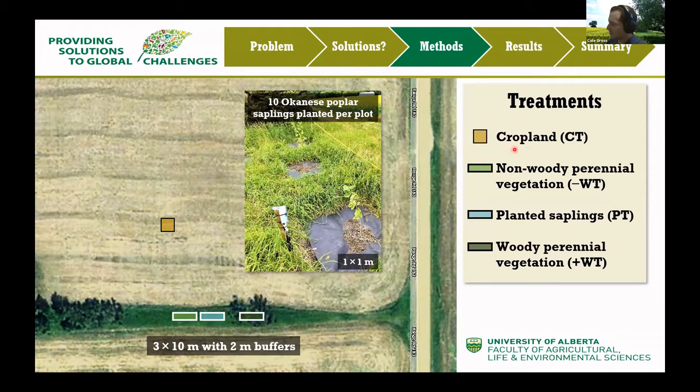Again, the cropland control will be abbreviated as CT. The non-woody perennial vegetation will be -WT. The planted saplings will be abbreviated as PT, and the woody perennial vegetation as +WT. The cropland will still be represented as yellow, the non-woody perennial vegetation as light green, the planted saplings as blue, and the woody perennial vegetation as dark green.